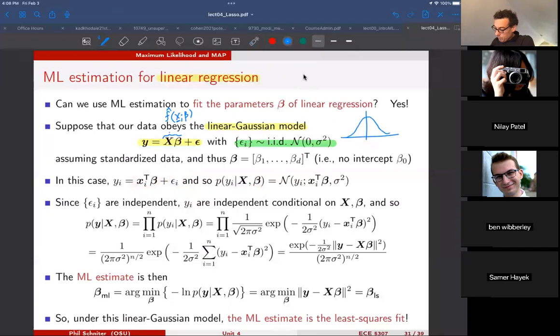There will be some translation. Exactly. It just shifts it. Maybe I'll draw it again. It may be positive, it may be negative, but this is going to be xi transpose beta. I just shifted it a bit. And so now it's Gaussian. It has the same width, the same variance. It just has a different mean. And in particular, the mean is this guy, xi transpose beta. So this yi is a new random variable, which is Gaussian, with this mean, and with the same variance as epsilon i, which is sigma squared.